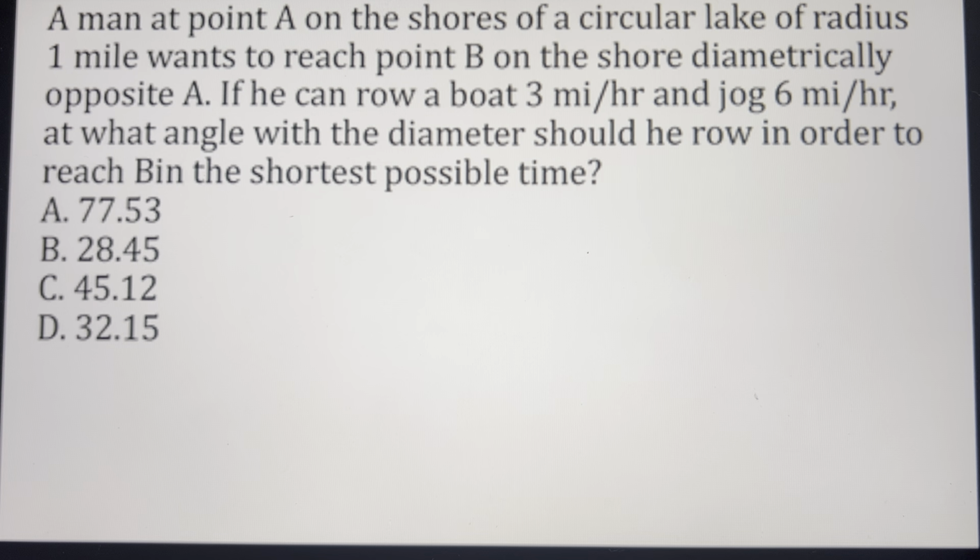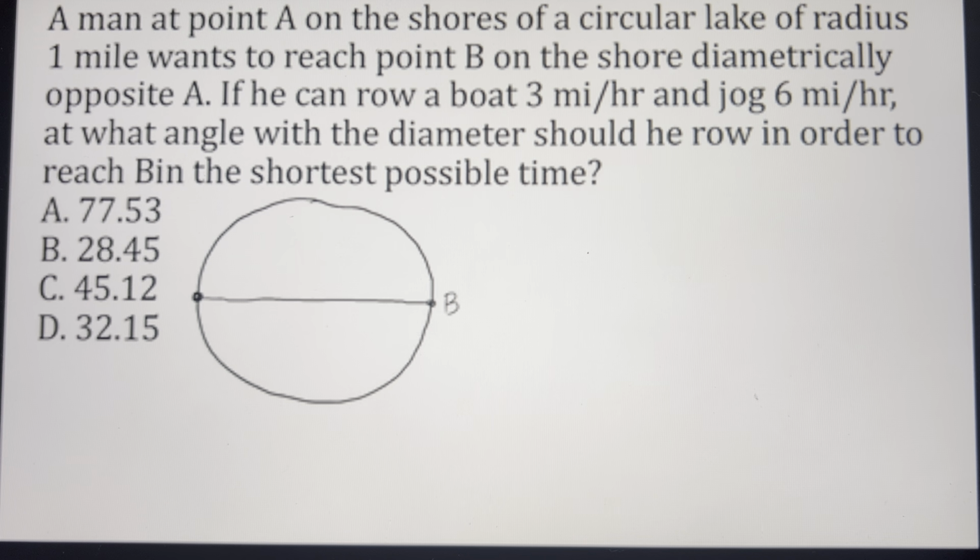A man at point A on the shore of a circular lake of radius 1 mile wants to reach point B on the shore diametrically opposite A. So let's say this is our circular lake. This is point A, and diametrically opposite that is point B. If he can row about 3 miles per hour and jog 6 miles per hour, at what angle with the diameter should he row in order to reach B in the shortest possible time?